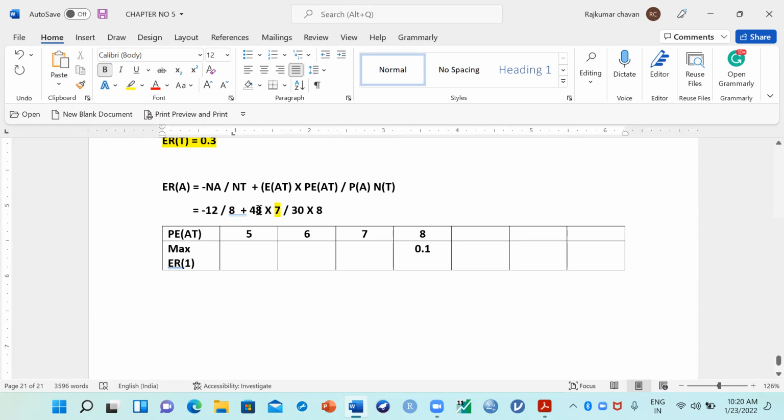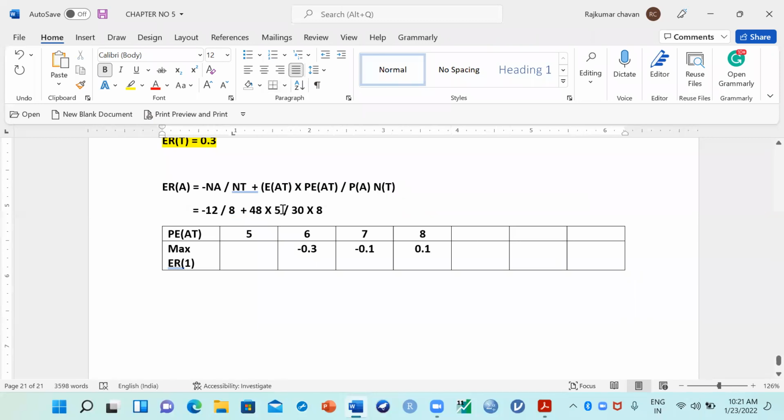How much are you getting? Minus 0.1. Okay, perfect. So you are getting minus 0.1. Now, others. Now tell me if the P/E ratio is 6. If the P/E ratio is 6, now I'm putting 6 there instead of 7. Then what will be the value? What answer will you get here? What will be the ER1? Minus 0.3. Okay, perfect.